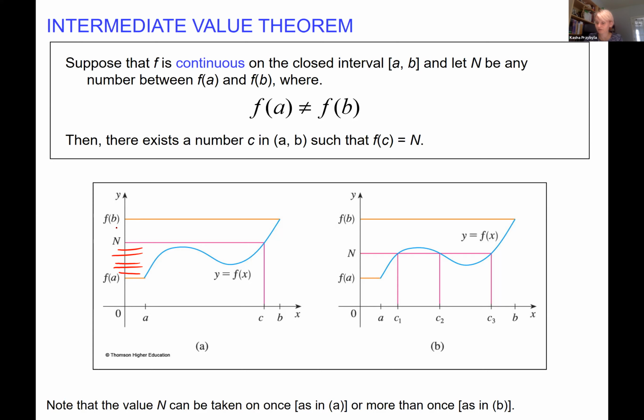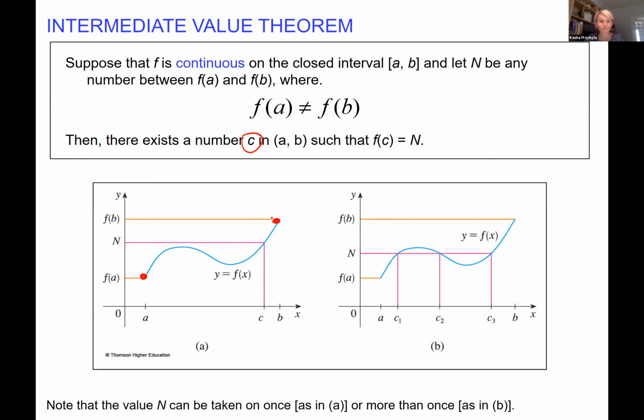Yeah, that's all of the numbers. And we don't want the value f of a and the value f of b to be the same, because then it's a little bit, they have to be just different. Then there exists a number c between a and b. Then the corresponding value for c is, of course, n. That's what this means, basically.